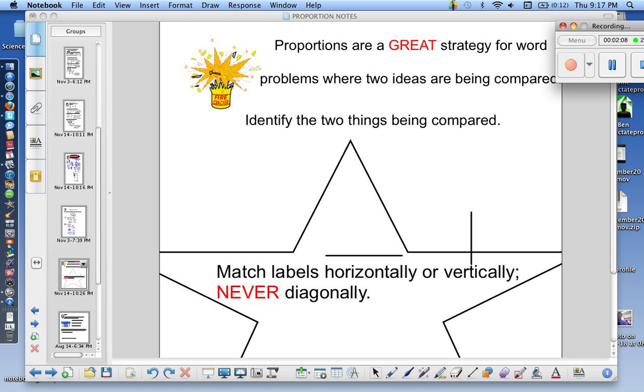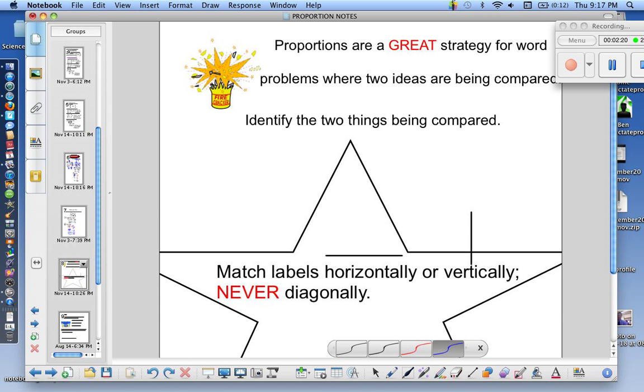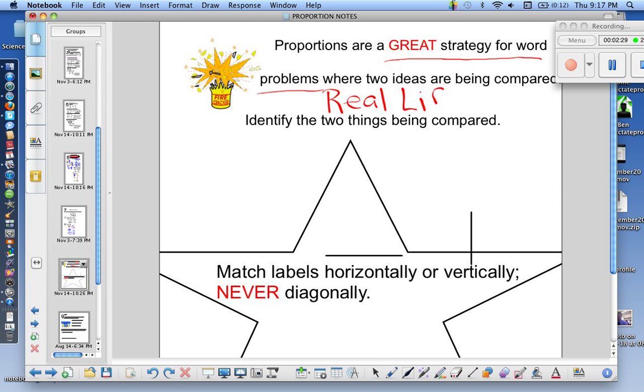So why are we doing this? Why are we solving for x? Why are we using proportions and ratios? Well, the reason is that it's a great strategy for word problems or real life application problems. So, real life applications. We use proportions and ratios every day in life.